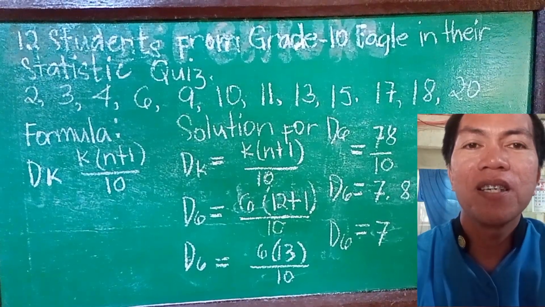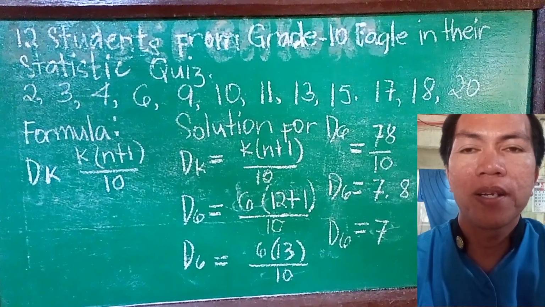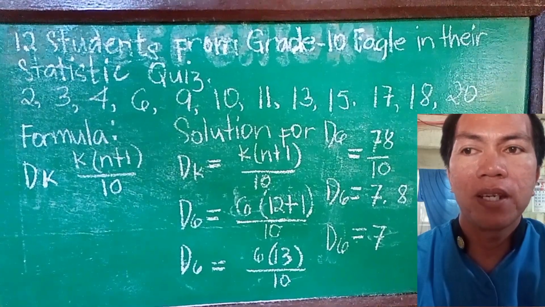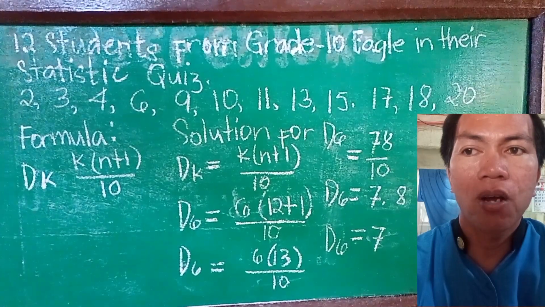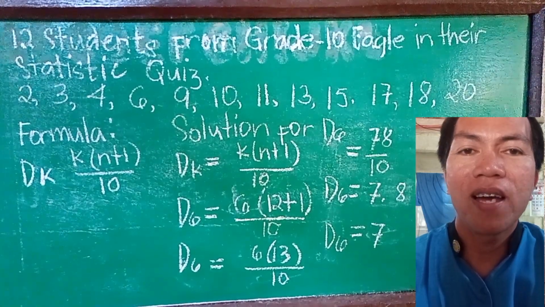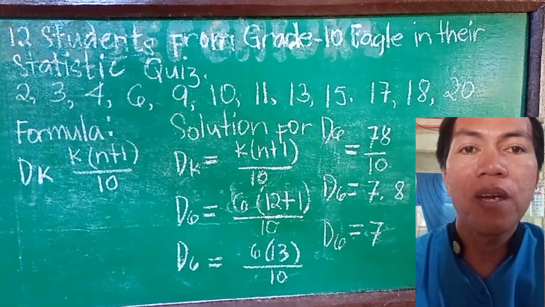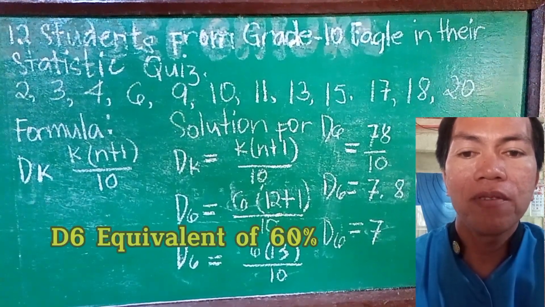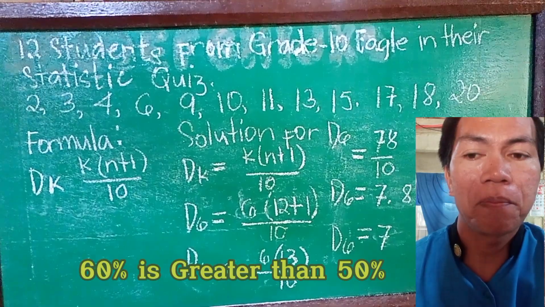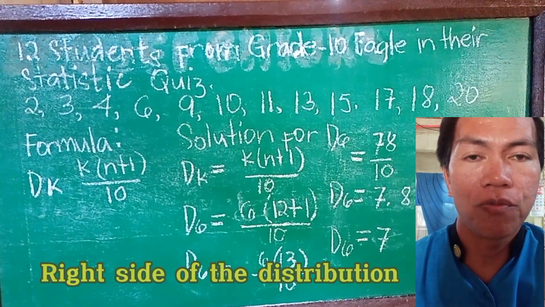So we have D sub 6 equals 6 times 12 plus 1 divided by 10. 12 plus 1 is 13. So 6 times 13 is 78. Divide by 10. We have D sub 6 equals 7.8. Now, applying the Mendenhall and Sincich method, since we are looking for the decile 6, and we all know that decile 6 is equivalent to 60%, and 60% is greater than 50%, then decile 6 is located at the right side of the distribution.